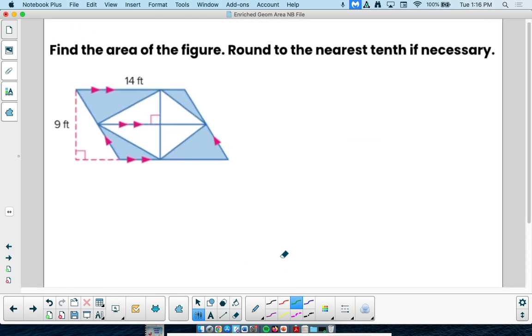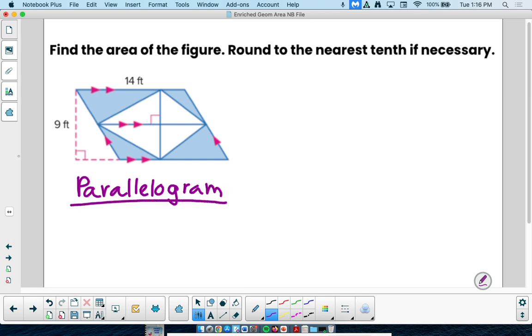All right, next one. What do you guys see here? Rhombus. And what about the big blue one? Parallelogram, right? Can we find the area of the parallelogram? You guys remember the formula for that one? Just base times height, right? What would your base be? 14. What's the height? 9. There you go. 14 times 9.